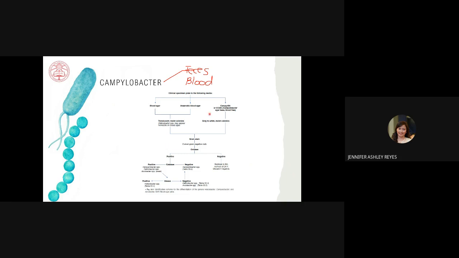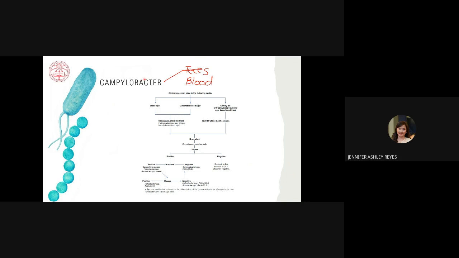So what are the specimen preservation considerations that we need to take note of when we are trying to detect the presence of Campylobacter? So there should be no more than 2 hours ang parang preservation time ng stool, which is generally the case for most na stool specimen.